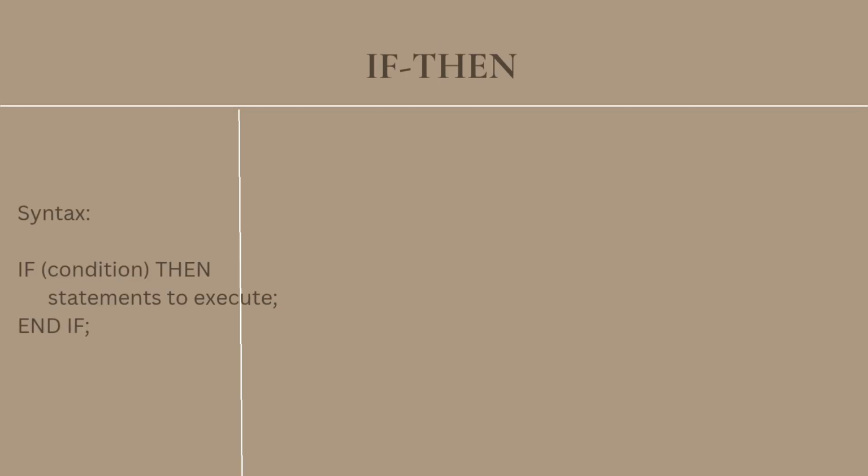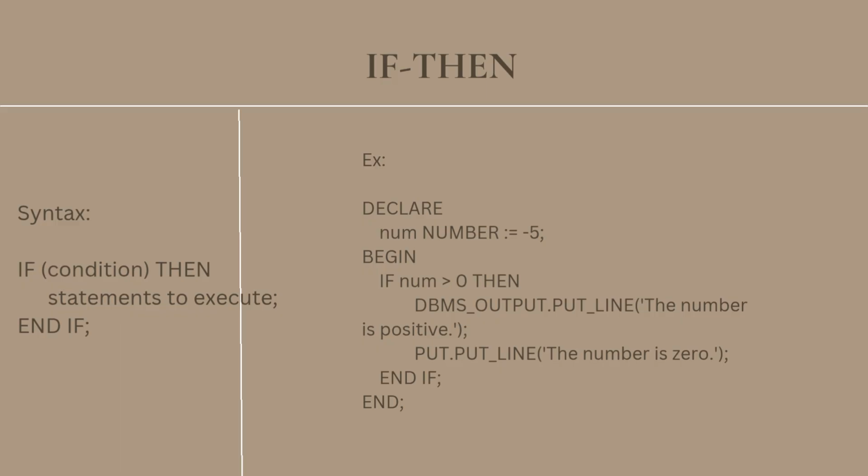First is if-then. Here we need to provide the condition, and only if that condition is true will the statements below execute. The example shows how to use it. It checks whether the number is positive or not. Since num is assigned -5, it will not execute the if-then block, as the condition is false.